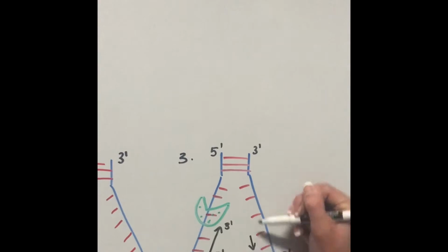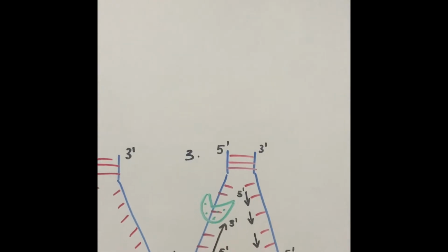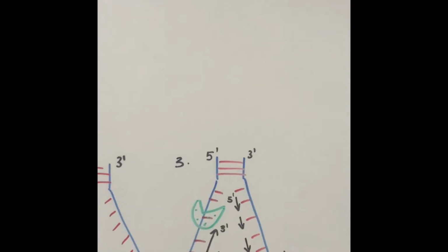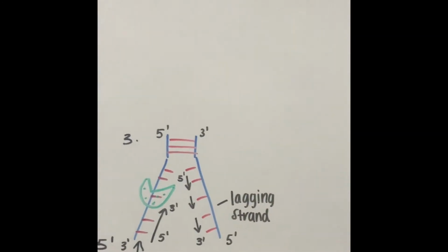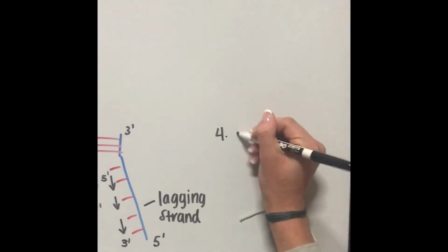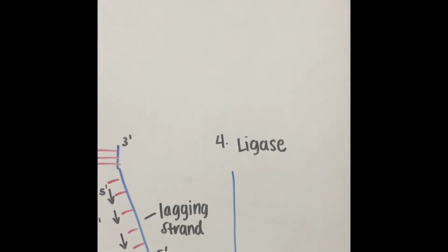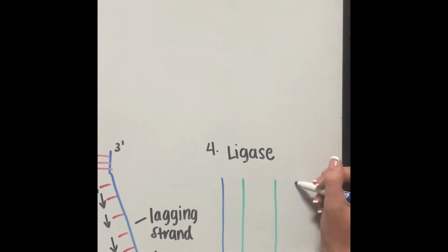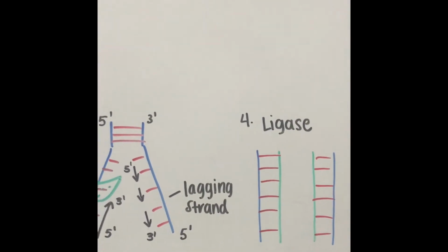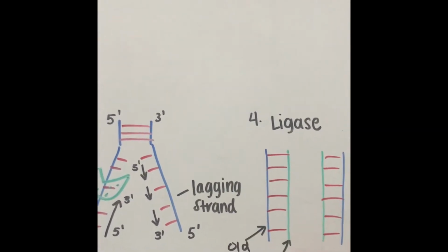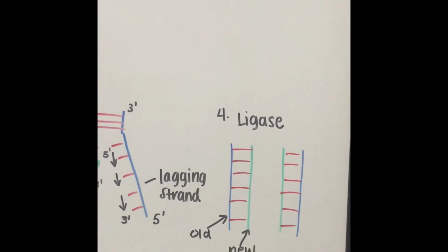On the leading strand, the polymerase constantly goes in the 5' to 3' direction, while the lagging strand goes from the 5' to 3' direction in fragments, and it is slower than the leading strand. Lastly, ligase connects the bases back together with hydrogen bonds. These DNA strands are semi-conservative.